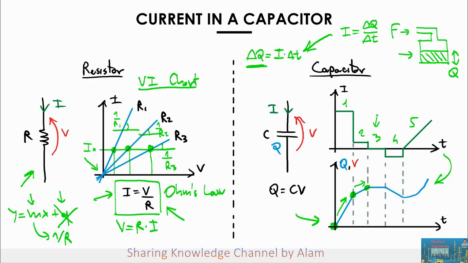Now in the third period, the current is zero. So current is zero means that we turn off the water. So unless your tank has leaks, that means that the level of the water will stay the same, hence the level of the charge will stay the same.